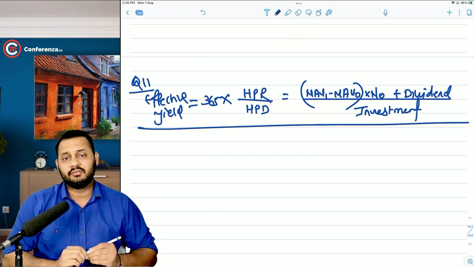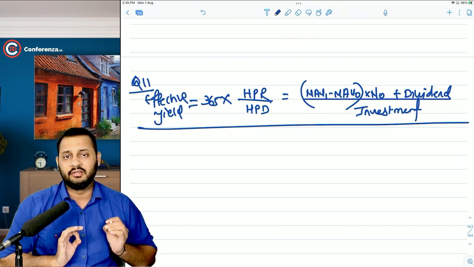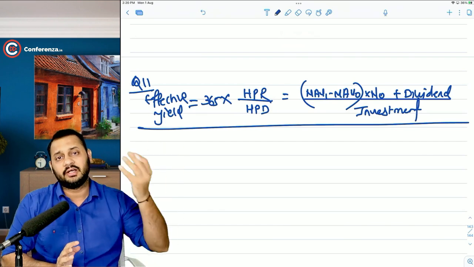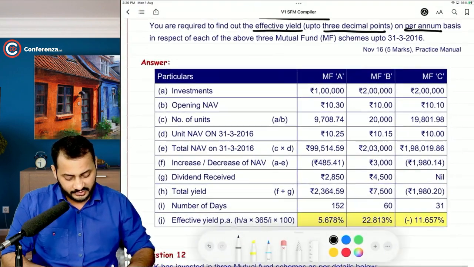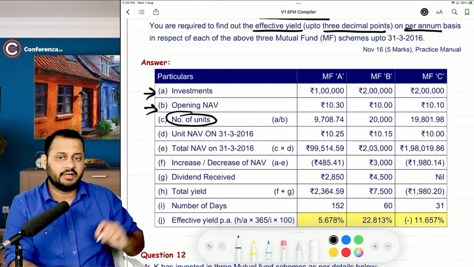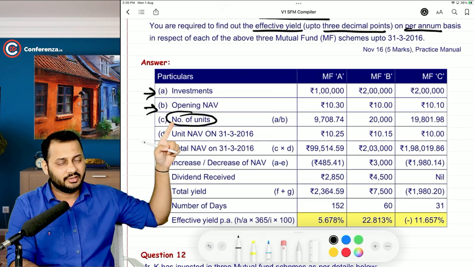They have calculated the answer in a table format. You can do whatever you think fit. You can do it like this also, you can do it like that also. Let's first find out the answer according to the table. See, investment, opening NAV. The very first thing that they have calculated is the number of units. These two things are given to you, and you have calculated the number of units.